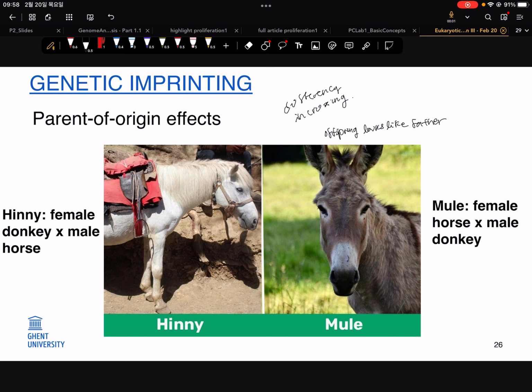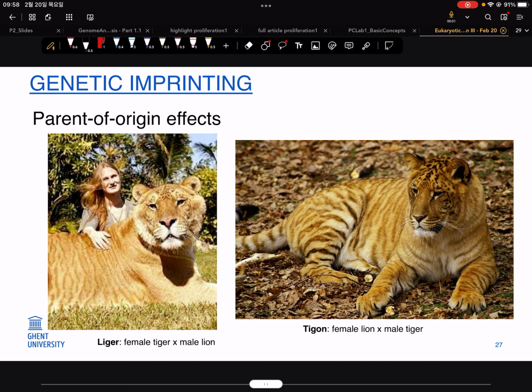Another cross that has been done in zoos is the cross between a lion and a tiger, again in both directions. On the left side, the offspring is called a liger, when you cross a female tiger with a male lion. I hope that you see that this is a huge animal, incredibly large, way larger than a regular lion. Massive. While in the other direction, a female lion crossed with a male tiger, you get quite a small animal.